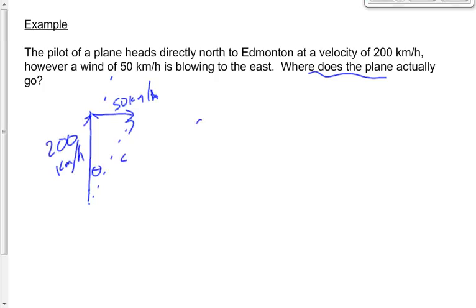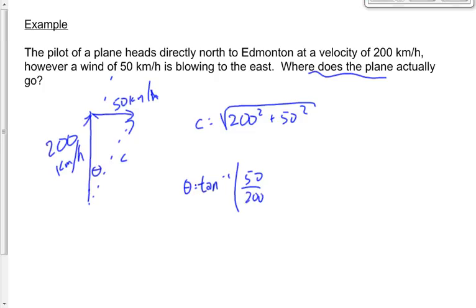Let's say C is going to be the square root of 200 squared plus 50 squared. And let's say theta is going to be the inverse tan function of opposite over adjacent, 50 over 200. What'd you get for theta? 14 degrees? For theta, 14 degrees. Anybody agree with that? Yep. You got 14 degrees here.